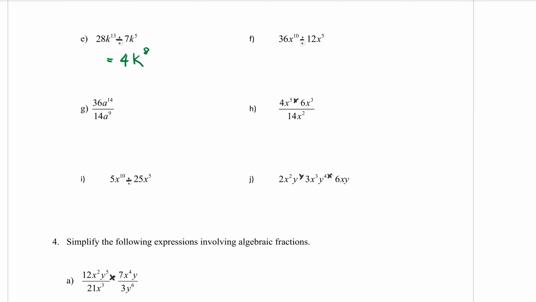So same for F. 36 and 12, the big numbers out the front, we divide them. 36 divided by 12 is 3. X is the base and subtract those powers. 10 take away 5 is 5.